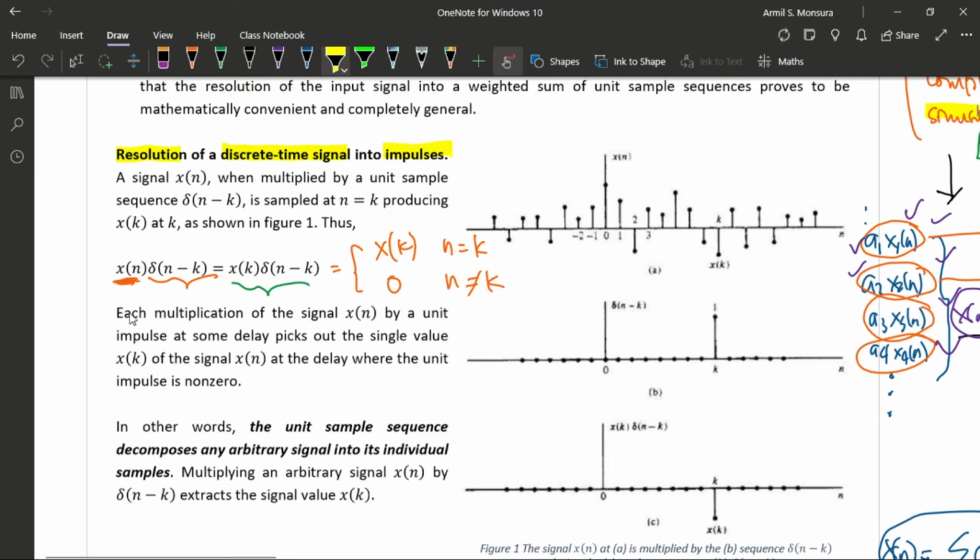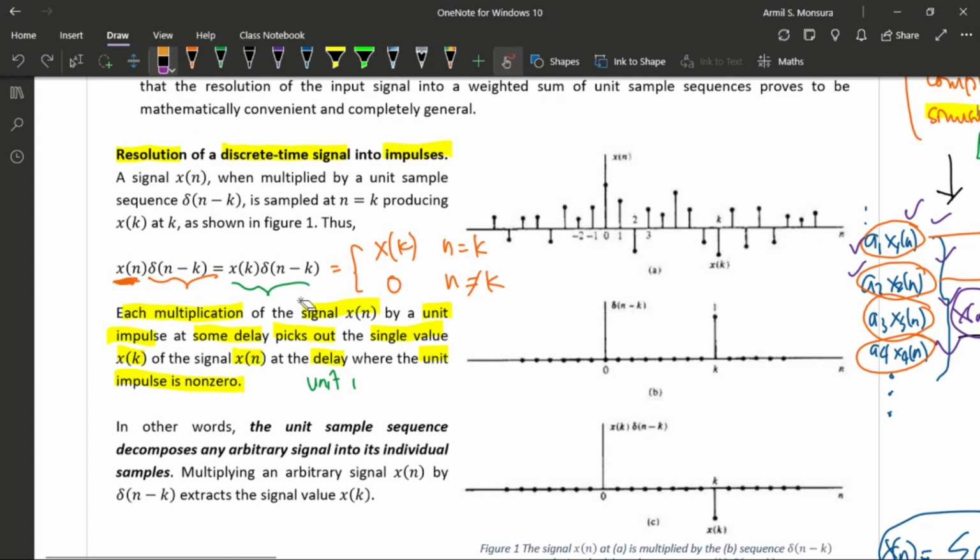Now, each multiplication of the signal x of n by a unit impulse at some delay picks out the single value x of k of the signal x of n at the delay where the unit impulse is non-zero. Ibig sabihin, kaya siya tinawag actually na unit impulse sequence. Yun yung parang pinaka-sense nung pangalan na unit impulse or unit sample, sorry. Mas madali pa lang i-explain to using the name unit sample sequence.